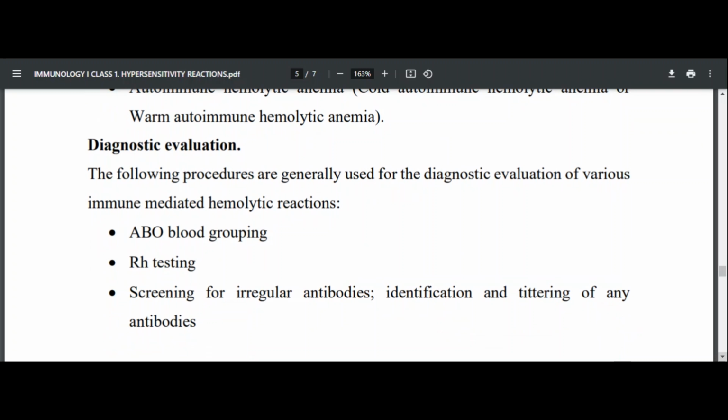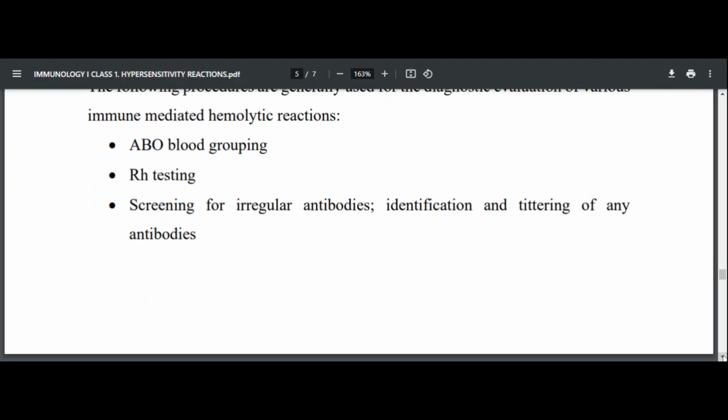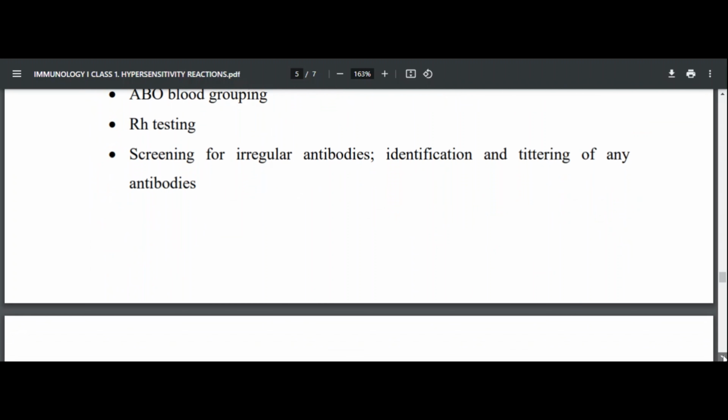Of course, we have to type ABO, which is ABO blood grouping, Rhesus testing, as well as screening for irregular antibodies using, of course, an antibody identification panel, and sometimes titration of any antibody. That's what we call titering of any antibody. So that's what we do, of course, in case of any hemolytic problem, in case of transfusion or hemolytic disease of the fetus and newborn.